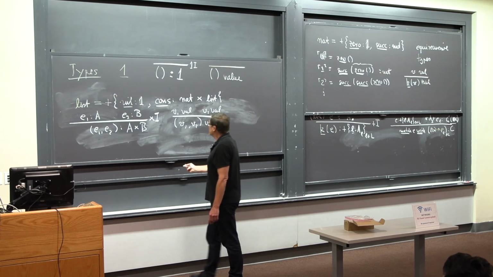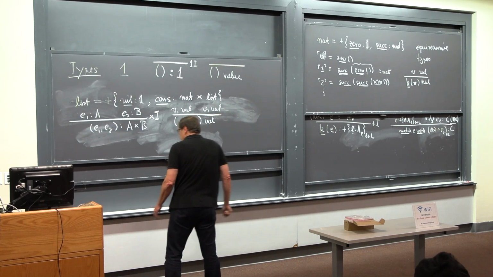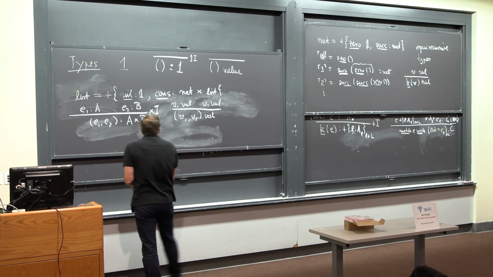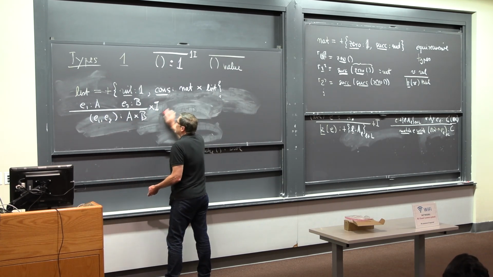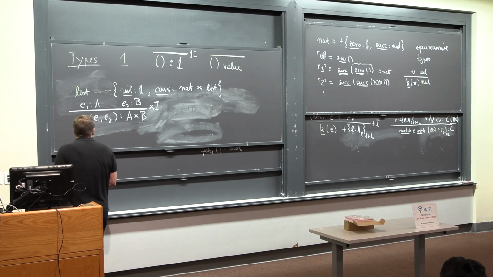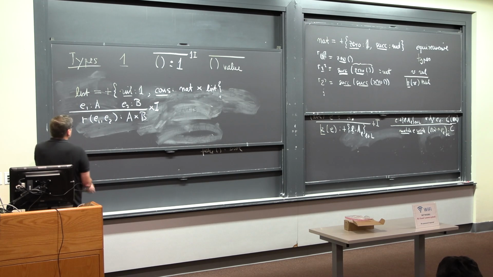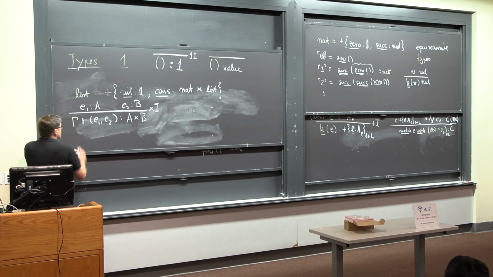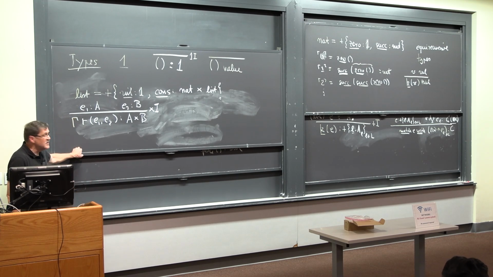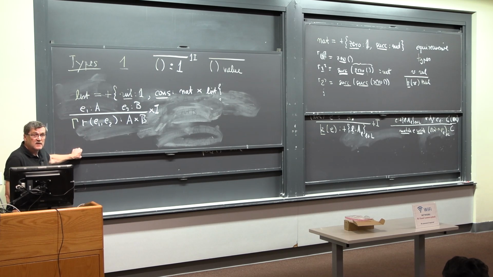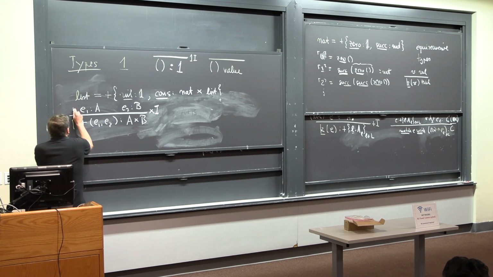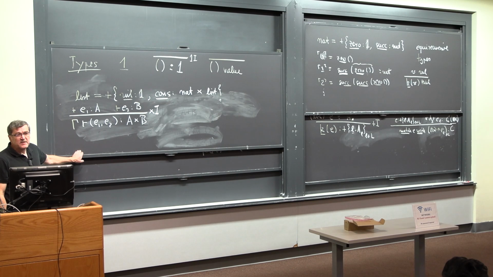Okay, so let me get rid of the values. So you have a pair. Now I have to have some variables over here. So how do I type a pair now? Here is the first time it really becomes tricky.